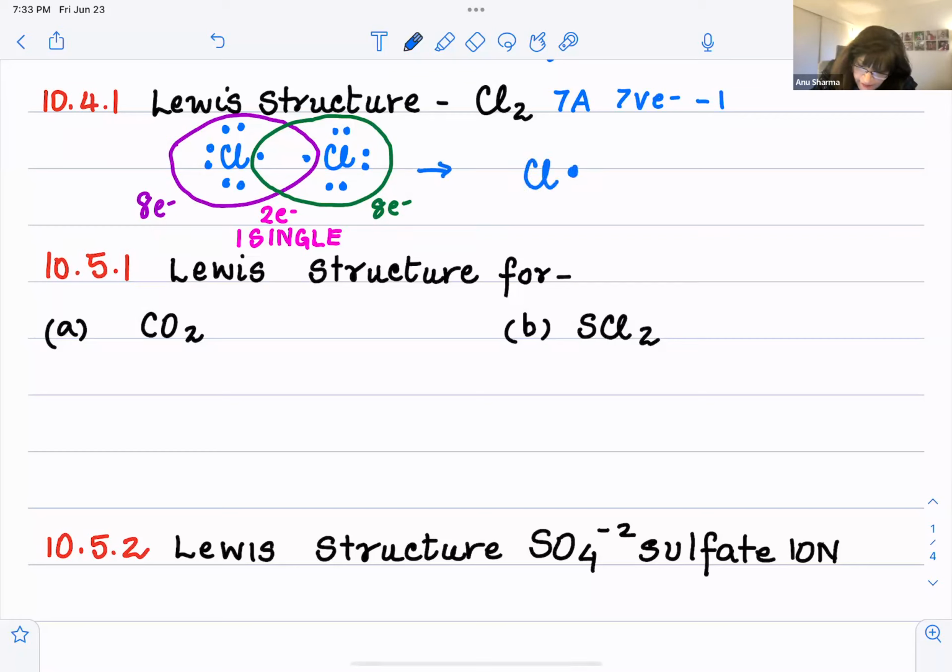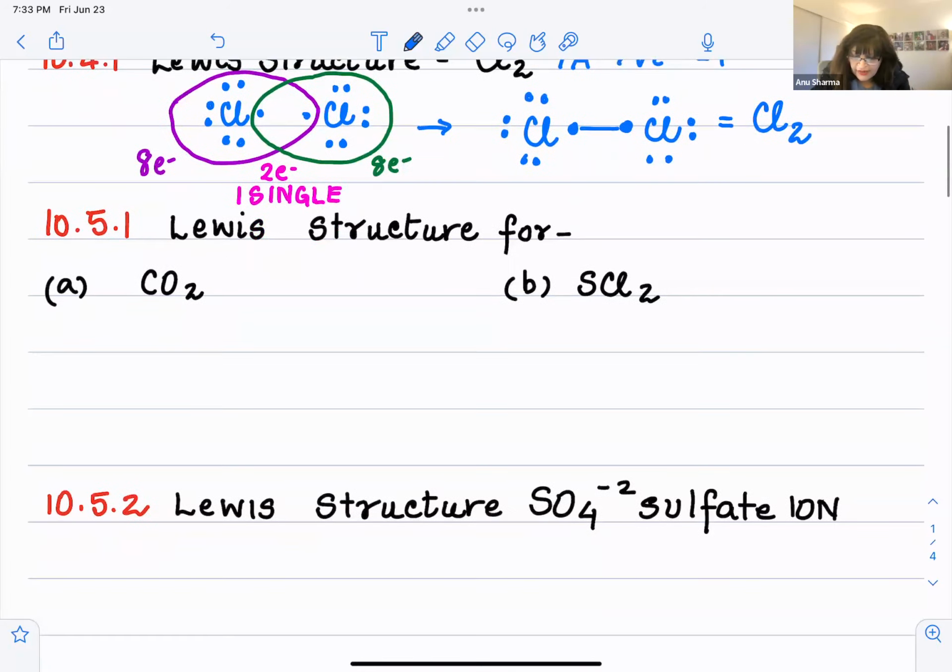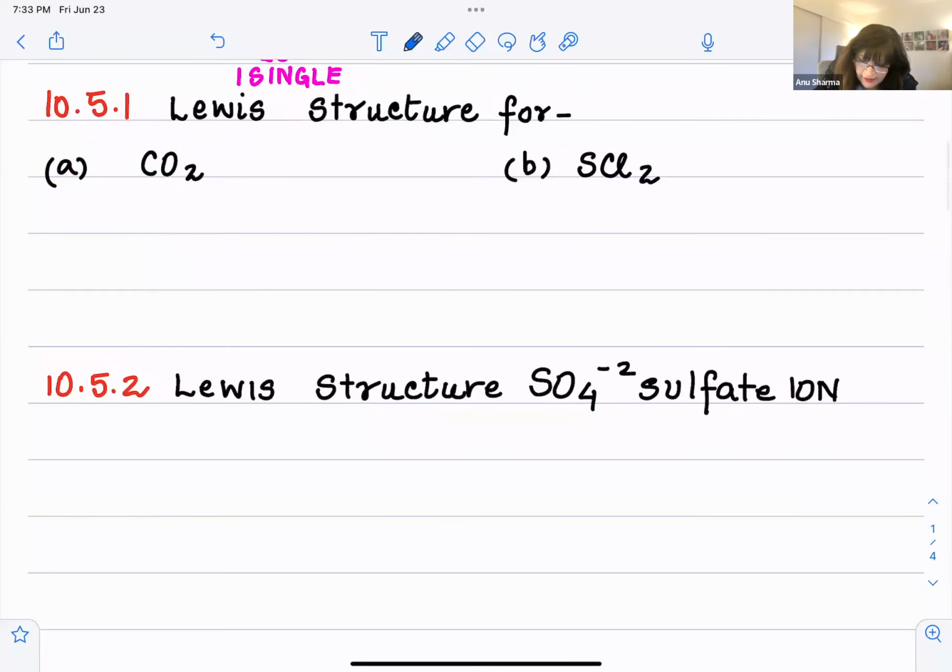Chlorine, that's that 1 electron. This is another electron. They share that, and the rest of them are going to be together like that. Okay, so this gives you the Cl2. All right. Next is write the Lewis structure for CO2 and SCl2.